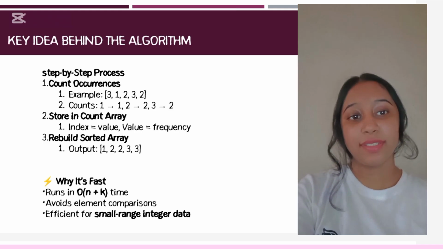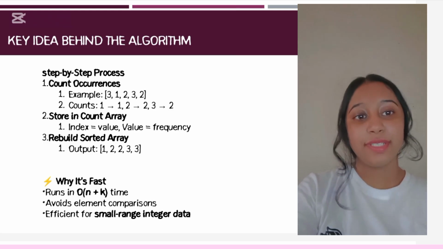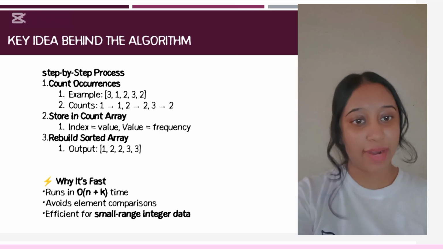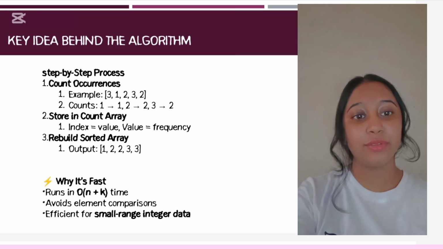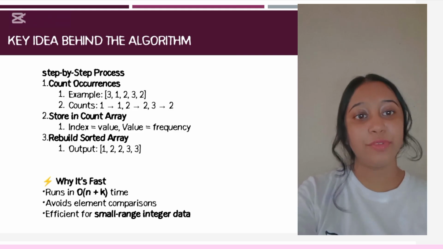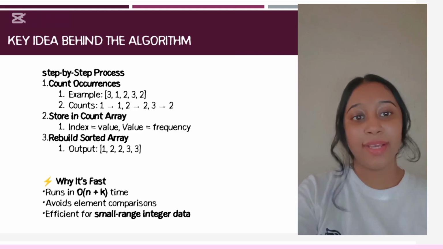The first step is to count the occurrences. First, we count how many times each number appears in the input array. Example array: 3, 1, 2, 3, 2. The frequency count is: 1 appears 1 time, 2 appears 2 times, 3 appears 2 times. This step replaces comparisons with simple counting.